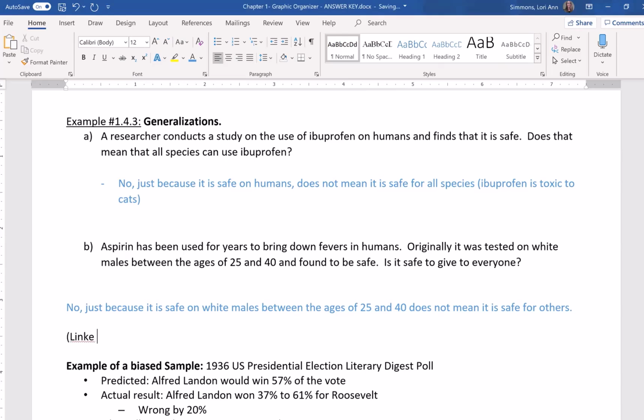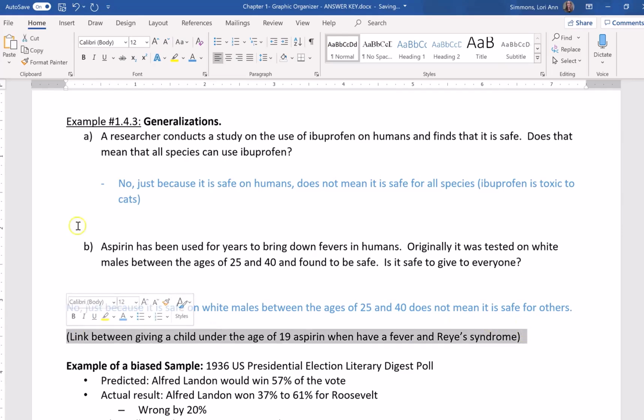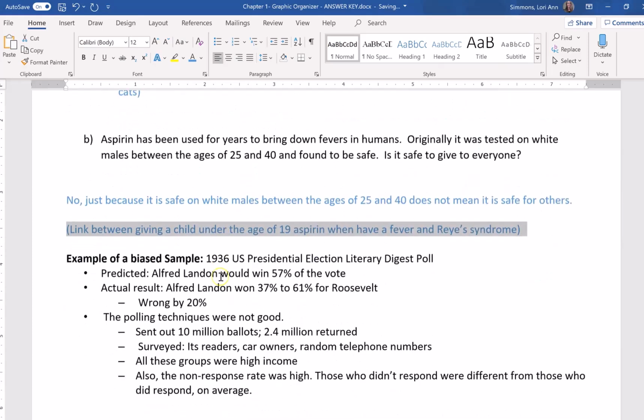There's actually a link, so that means it was an observational study, not an experiment. A link between giving a child under the age of 19 aspirin when they have a fever and Reye's syndrome. So there's a link between giving a child under the age of 19 aspirin and Reye's syndrome. So again, we're not going to want to generalize.